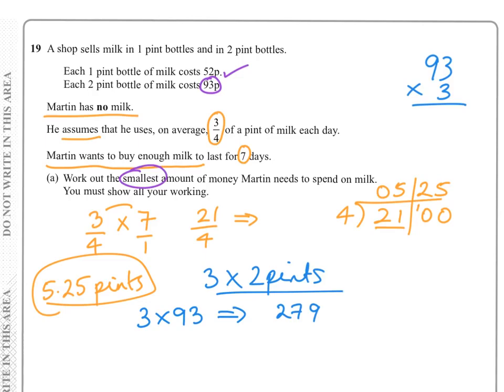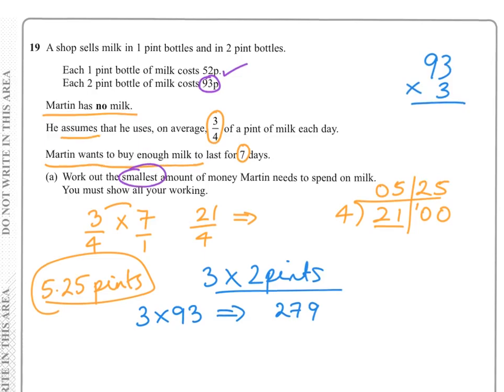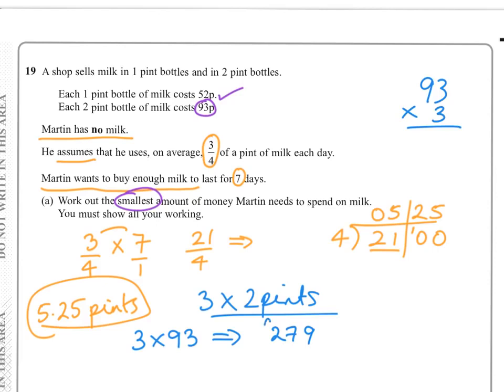So in buying 3 of the 2 pints, then you've spent £2.79, and although you've got 6 pints, you've at least covered yourself for what you needed at least. If you'd done it any other way, you'd have spent more, and you can have a look at that later if you want.